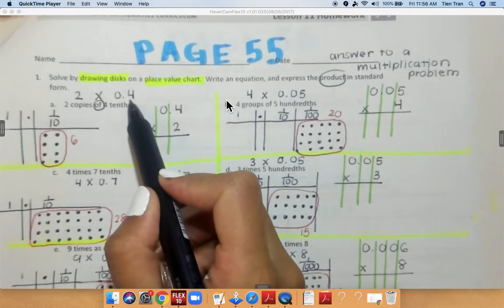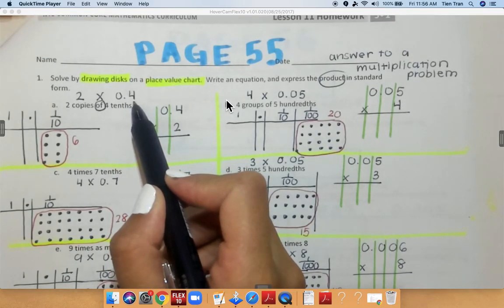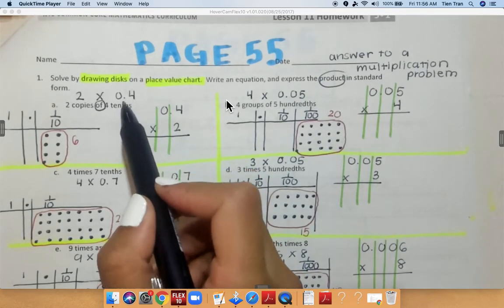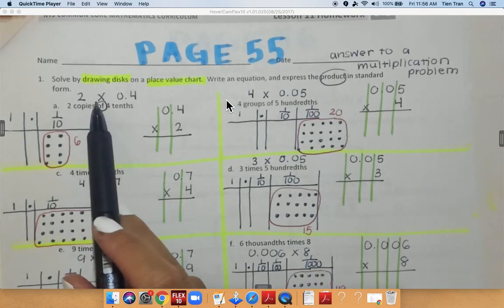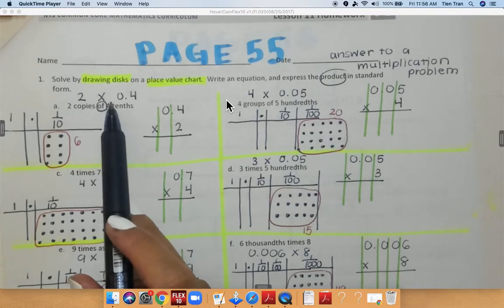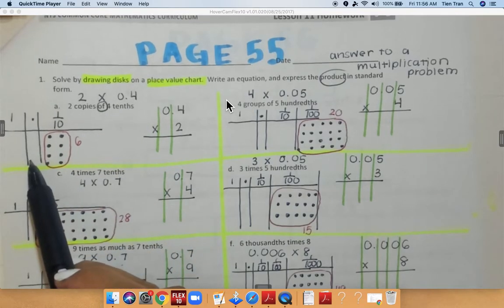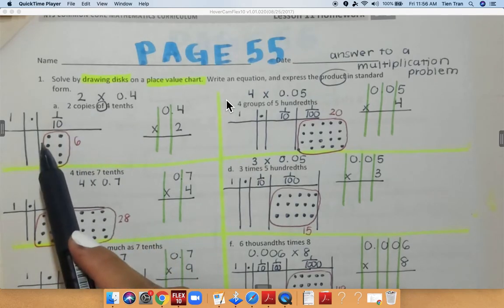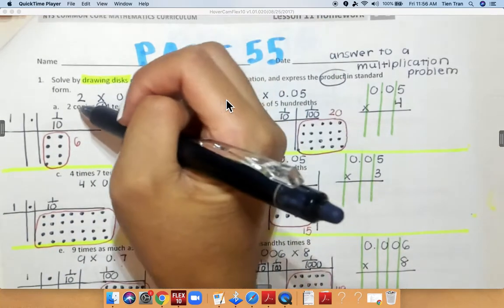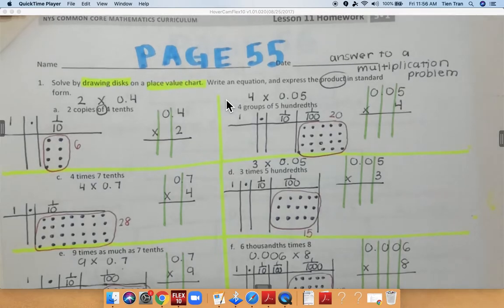This is what 4/10 looks like. The 4 is in the tenths place, and we know that it's right next to the decimal. So they want me to multiply 2 times 0.4, or 2 times 4/10. So what you could do is write 2 copies of 4/10. How do you do that? 2 copies of 4, 4 times 2, right?